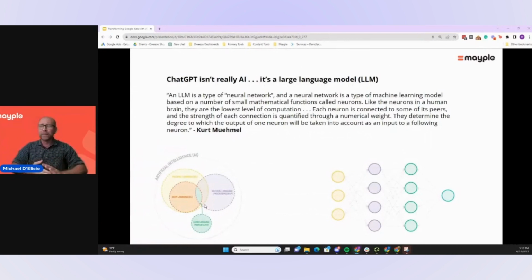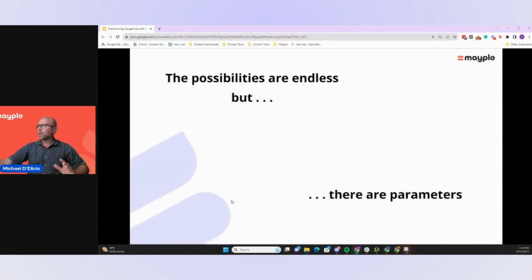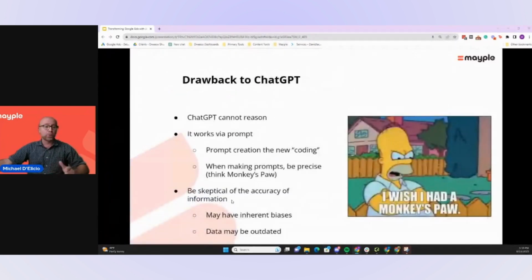It's not really artificial intelligence. It's a misnomer. It is not cogent. It can't think of things. It responds to stimuli, and those stimuli, without going into the deep science here, are what we call prompts. So the possibilities of these are endless, but there are parameters, and there are ways to use it correctly and to use it in a way that might get you into trouble.